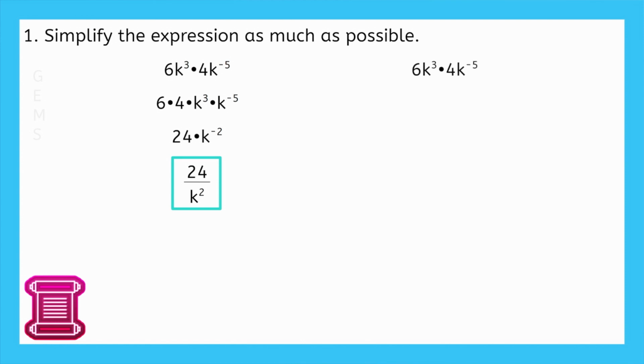Let's say we use the negative exponent property first when simplifying this expression. That would have caused this k to the negative fifth power to move to the denominator. 6 and 4 would still multiply to give us 24, but instead of the product of powers property, we would have used the quotient of powers property to subtract k's exponents. Either way, the final answer is still the same.